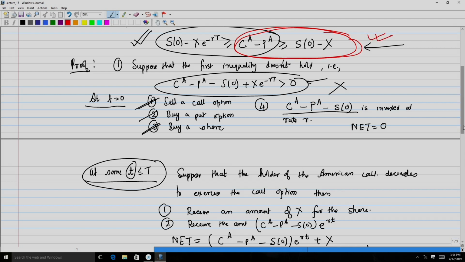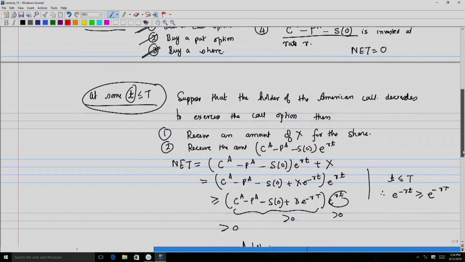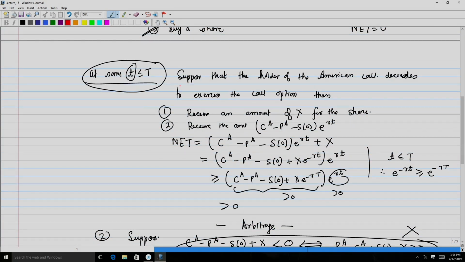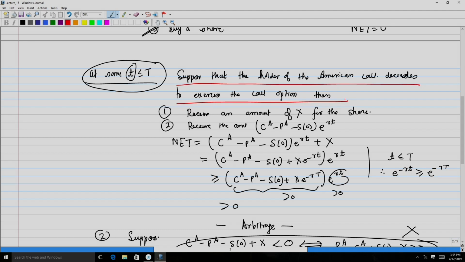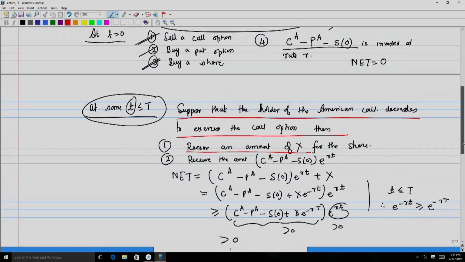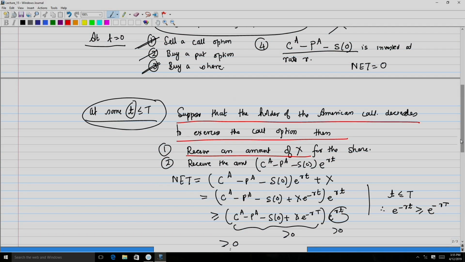Now, just one more observation before I finish up. Here I had used the argument that suppose the holder of the American option decides to exercise the call option, for which you receive an amount of X. In case it is not exercised, you still have the possibility, because you are the owner of the option where you have the leverage, and so you can actually receive an amount of X by selling the put option, because remember you had bought the put option.